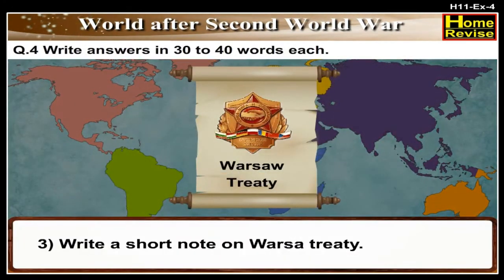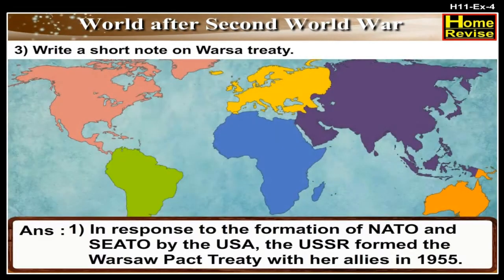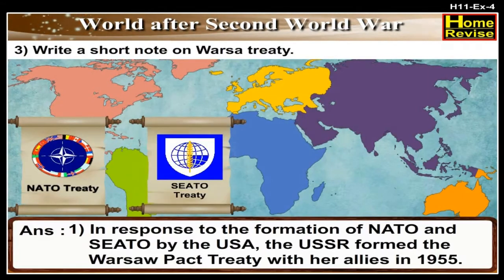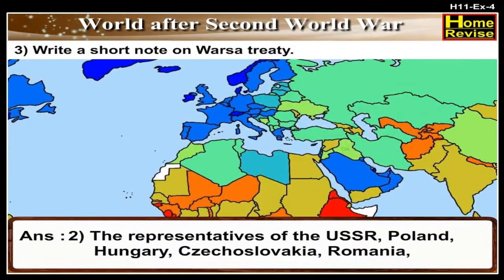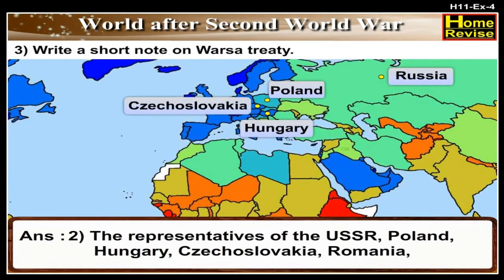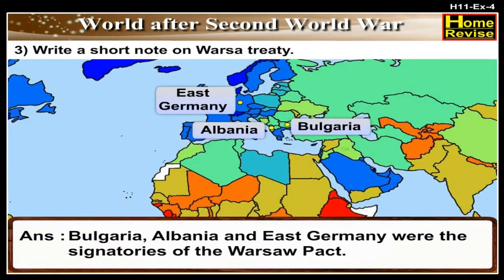Number 3. Write a short note on Warsaw Treaty. Answer. Number 1. In response to the formation of NATO and CETO by the USA, the USSR formed the Warsaw Pact Treaty with her allies in 1955. Number 2. The representatives of the USSR, Poland, Hungary, Czechoslovakia, Romania, Bulgaria, Albania, and East Germany were the signatories of the Warsaw Pact.